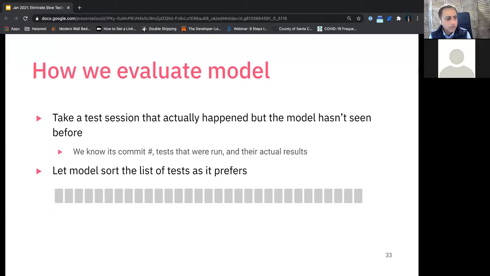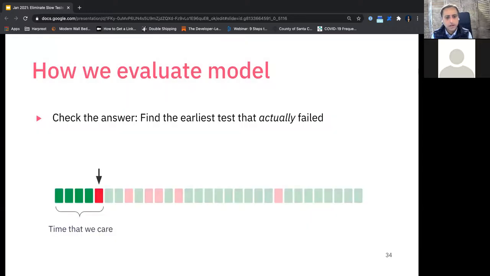So the way it looks intuitively here is, let's say the model's trained. In this case, we let the model sort the set of tests in the order that it predicts, and this is for one particular test session, right? Then your tests ran, and the test results came back and look like this. In this case, the first 4 tests have passed, and the 5th test is what has failed.